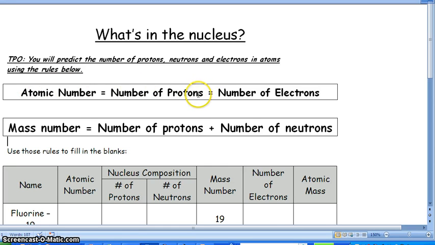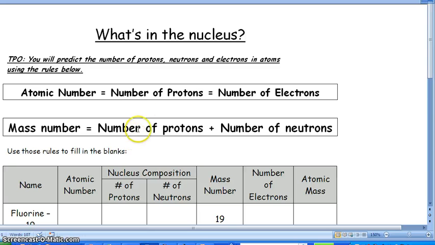Now you'll remember from our model that when it came time to do the electrons, I told you the number of protons equals the number of electrons. They've got the same number of stuff. So that atomic number on your periodic table tells you protons and electrons. Very useful.